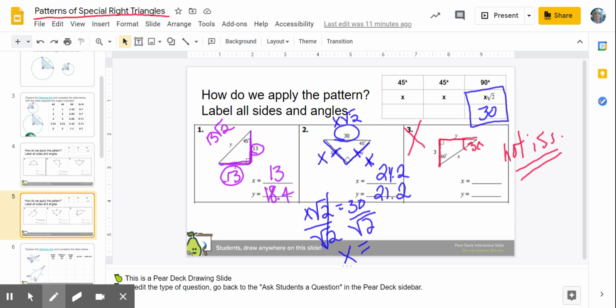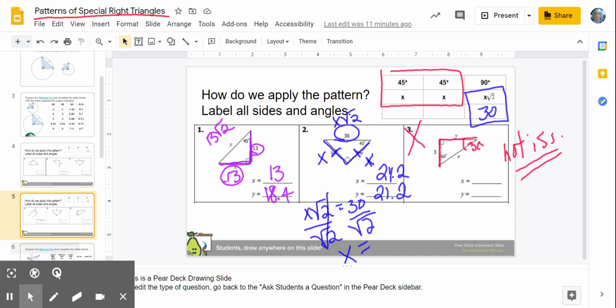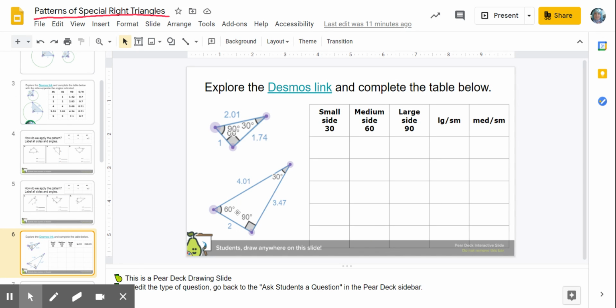Okay, so these only work with 45, 45, 90, where you have an isosceles triangle and those two legs are exactly the same. So let's leave slide 5 and go to slide 6 and look at a new little app. So here I've got 30, 60, 90 triangles. In the little one, it's hard to see, but 30, 60, 90 triangles.